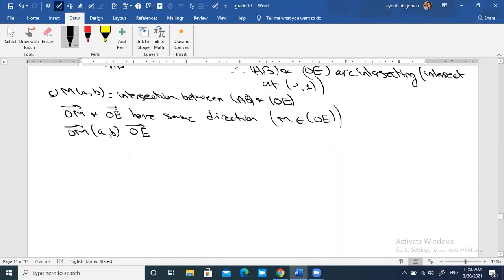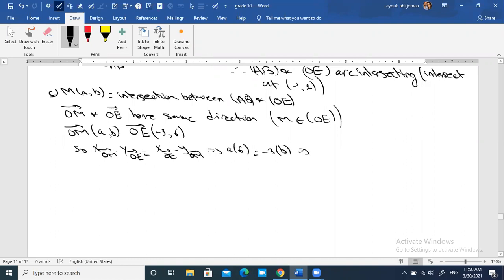And OE has coordinates XE minus XO, so negative 3, 6. That's what I was asking. So these two vectors have the same direction. Yes. So X of OM times Y of OE is equal to X of OE times Y of OM. That means that A times 6, the 6A, is equal to negative 3B.